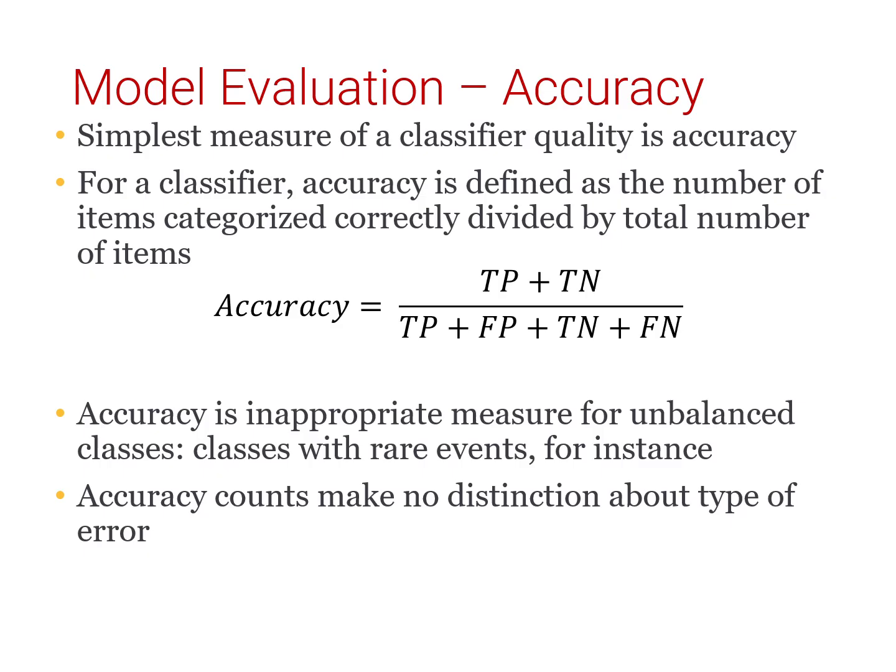It fails to capture the nuances and trade-offs between different types of errors, such as false positives and false negatives. Moreover, accuracy treats all types of errors equally, without considering the varying costs or consequences associated with different misclassifications. In some domains, such as medical diagnosis or fraud detection, the cost of a false negative, missing a positive instance, may be much higher than the cost of a false positive, incorrectly flagging a negative instance.